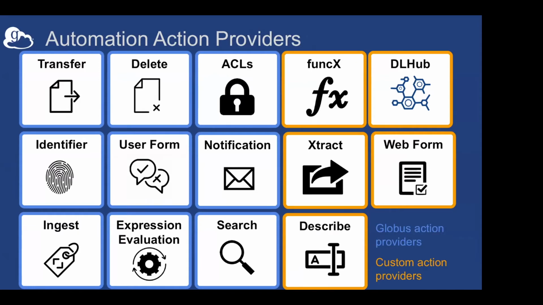Obviously, there's the ability to transfer. So there's a transfer action provider, which essentially just calls out to the Globus transfer service to execute a transfer, right? And then here's examples of identify a user form is something that will allow users to intervene and provide some input. Ingest for pulling data, for extracting metadata and ingesting that into the search service and so on.